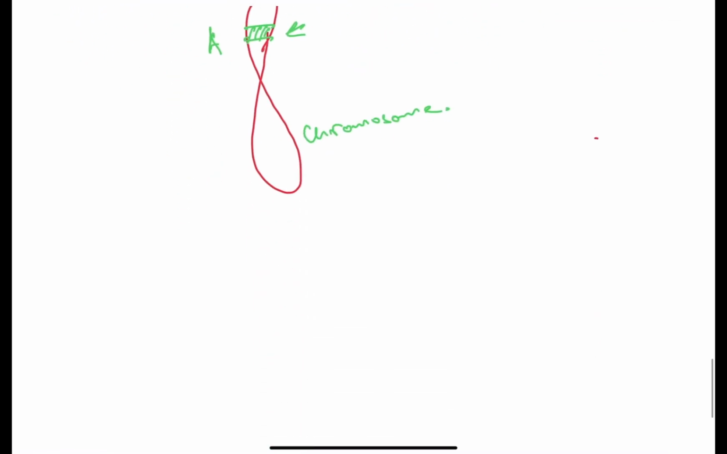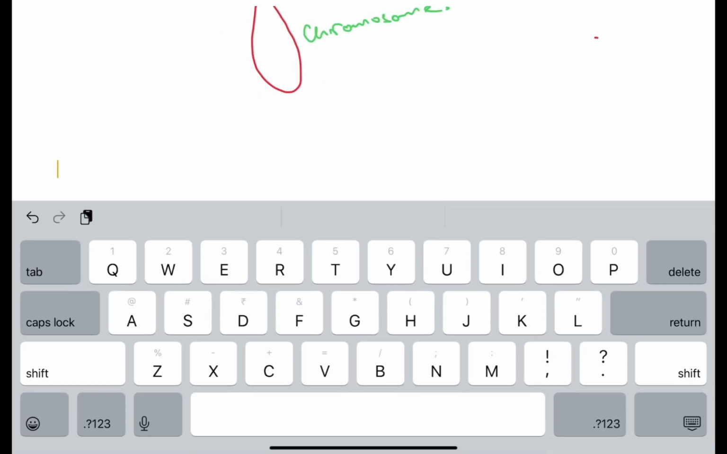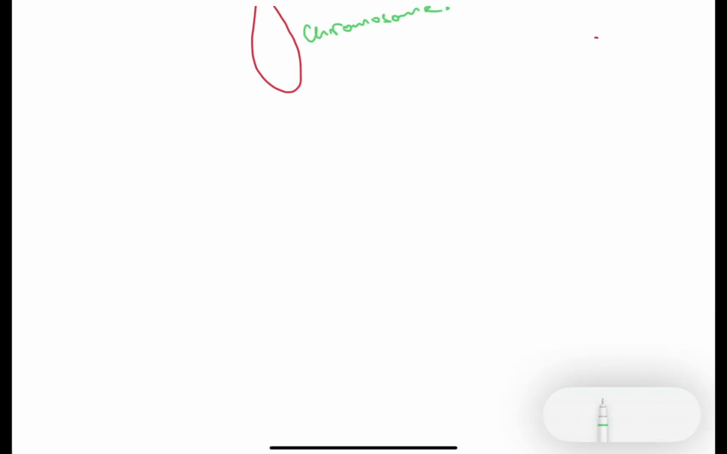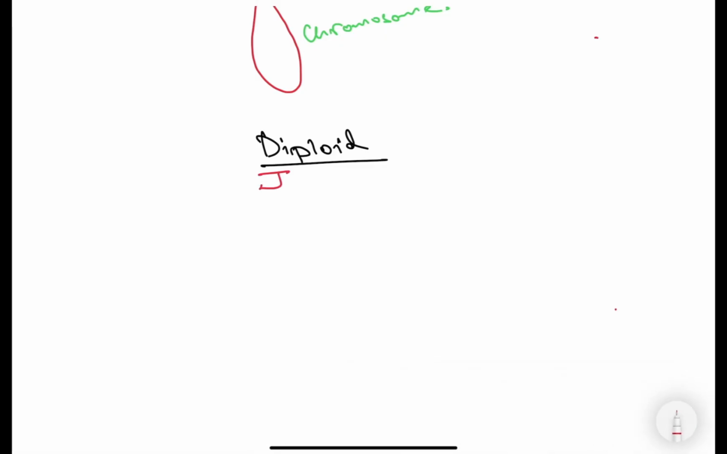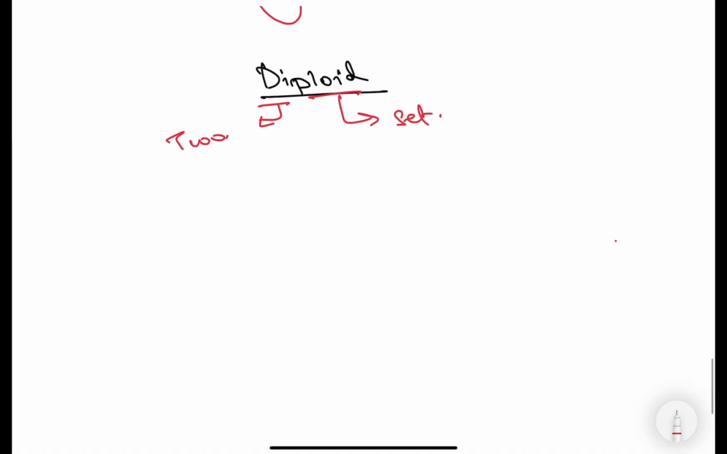Now we know that human beings are diploid creatures. Not only human beings, many organisms are diploid creatures. So what does diploid mean? In diploid, di means two and ploid means set. That means diploid creatures have a set of two chromosomes.